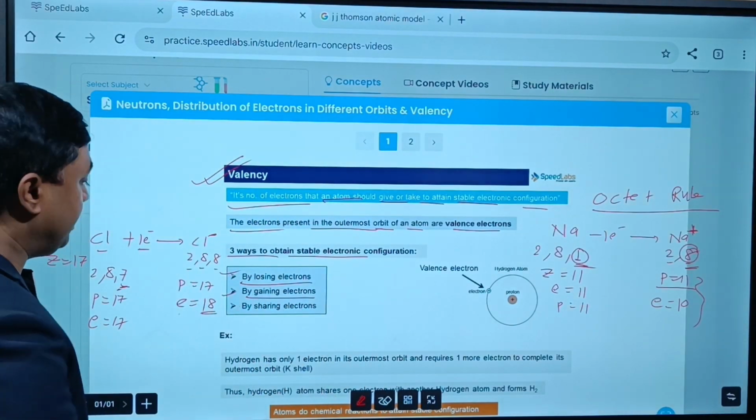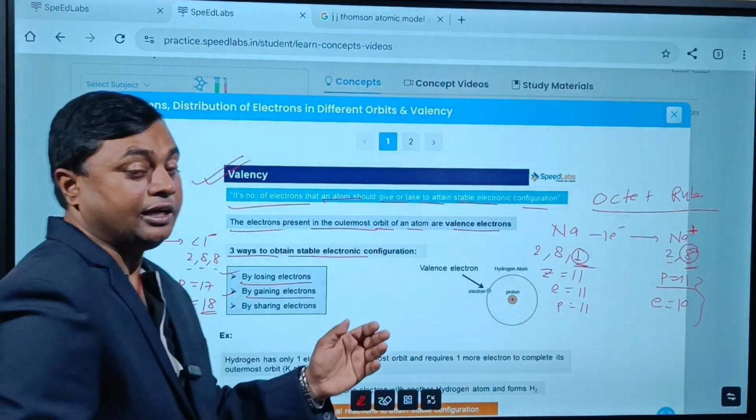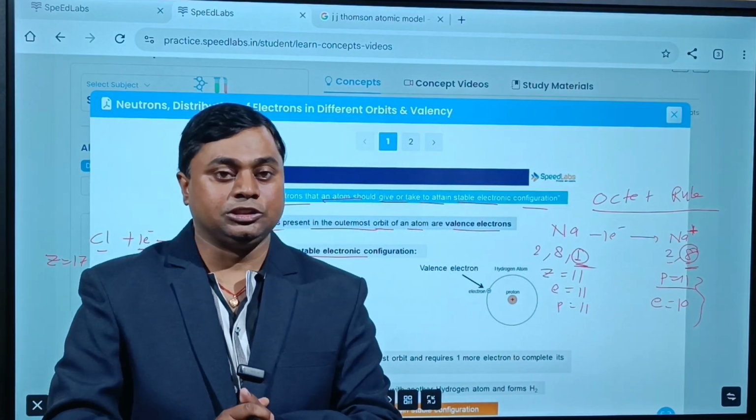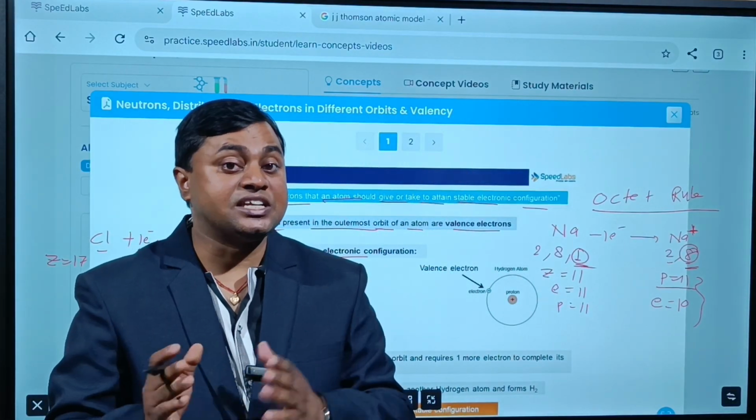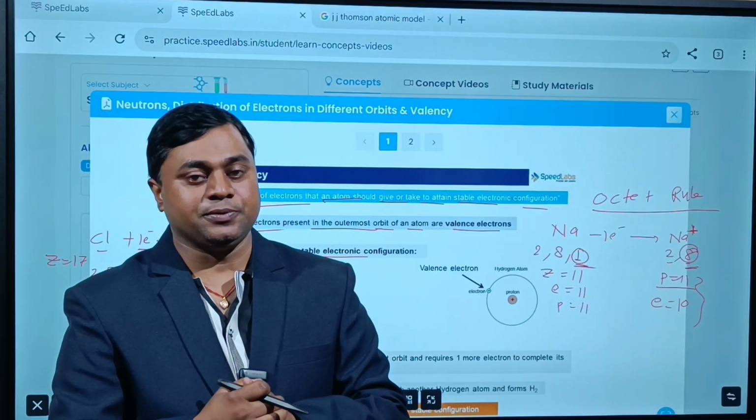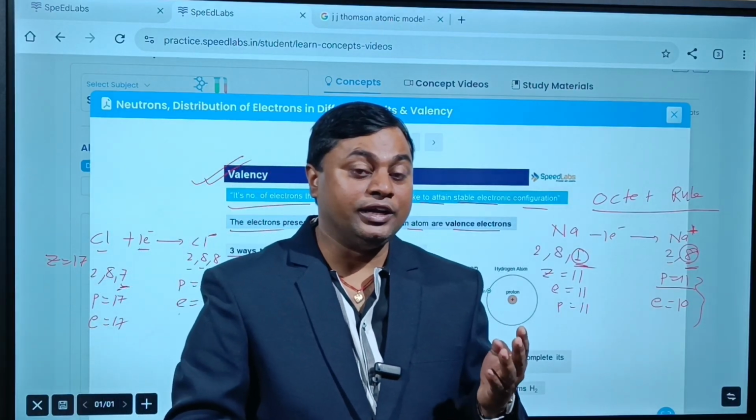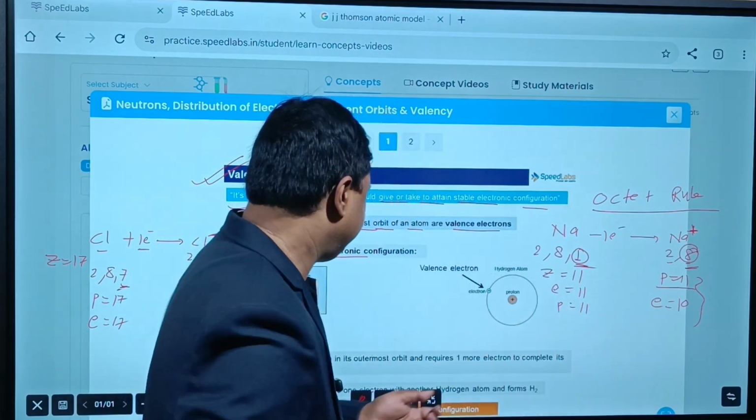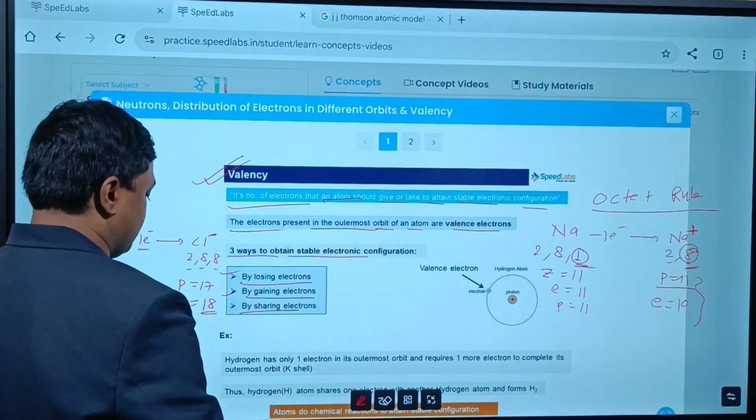There are ways to obtain the stable configuration: by losing electrons, as I just explained, and by gaining electrons in the case of chlorine. Generally remember one thing, if the valence electron is 1, 2, 3, it will lose the electron to become stable. If the valence electron is 5, 6, 7, it will gain the electron to become stable, because gaining becomes easy. But if the valence electron is 4, as in carbon, then it will share the electrons.